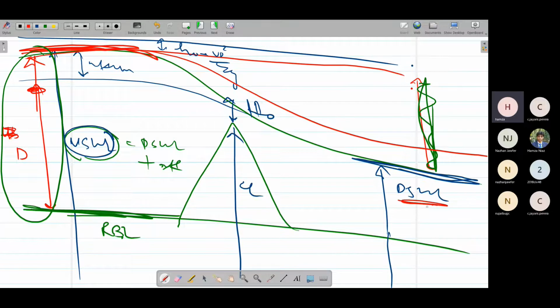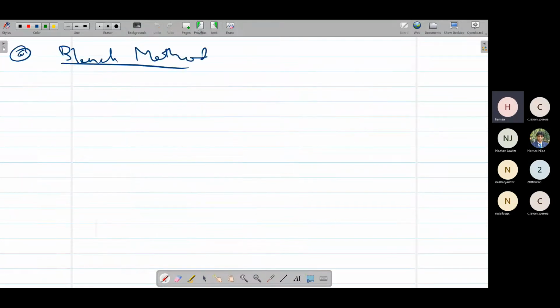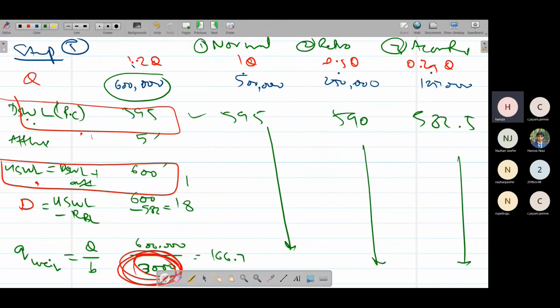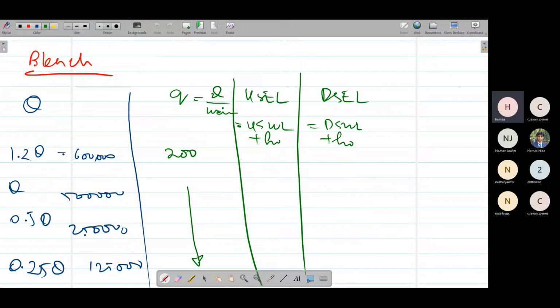If this is the downstream water level, then the energy level would be this downstream energy level, simply the addition of the velocity head, small h naught, to the water level. So our upstream energy level would be the upstream water level plus H naught, and the downstream energy level would be the downstream water level plus H naught. We calculated H naught before, and we calculated the upstream and downstream water levels before. So all these values are known to us, and we can calculate the upstream and downstream energy levels.